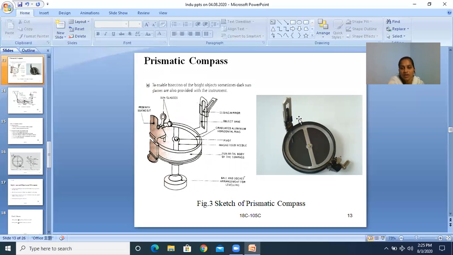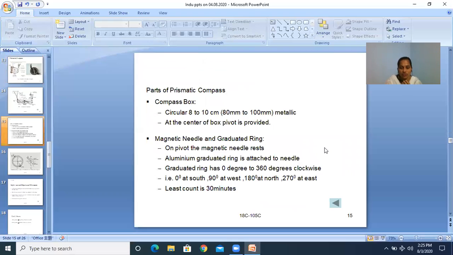So the four directions: east, west, south and north. You can see the readings. It consists of 0 at south, 90 at west, 180 at north, and 270 at east. And the least count of the compass is 30 minutes. So up to 30 minutes or half degree it can be used to measure. So that is the magnetic needle and graduated ring.